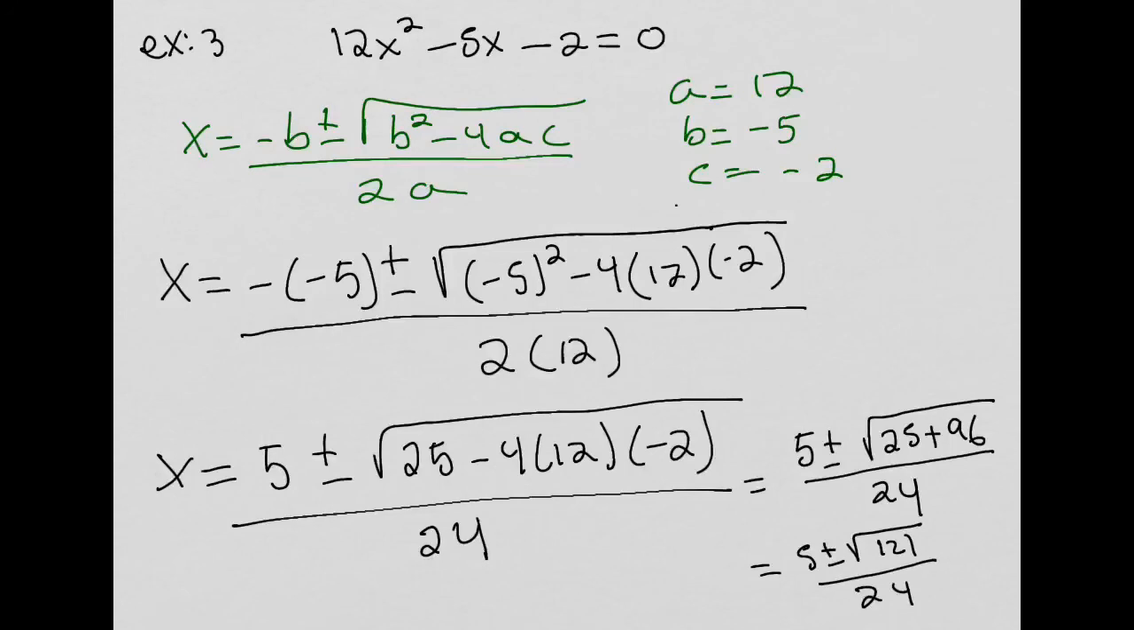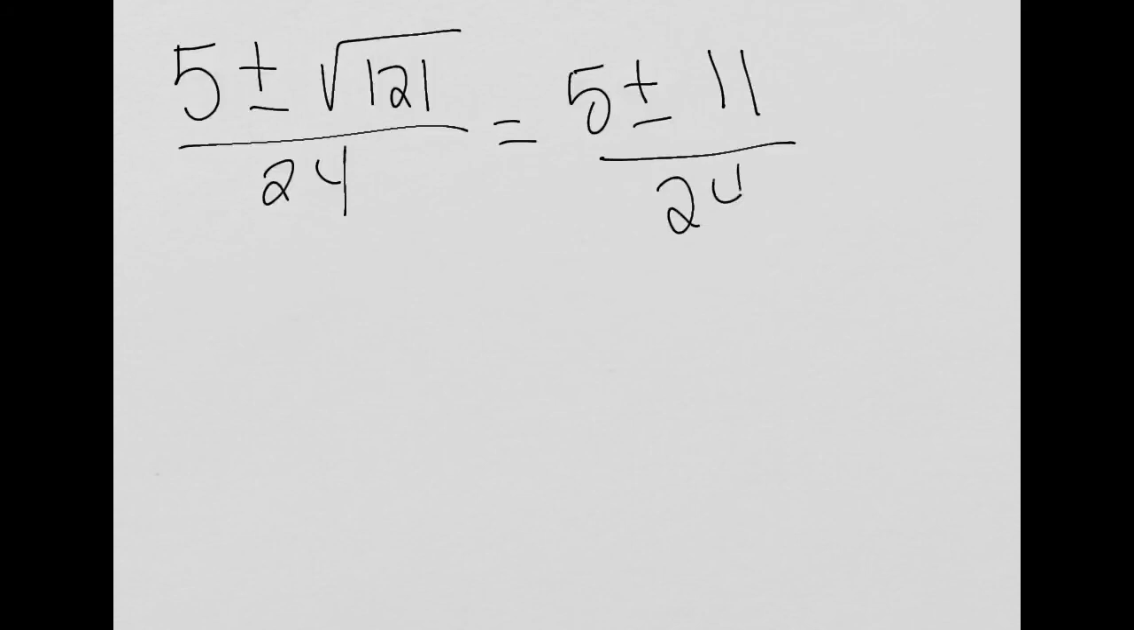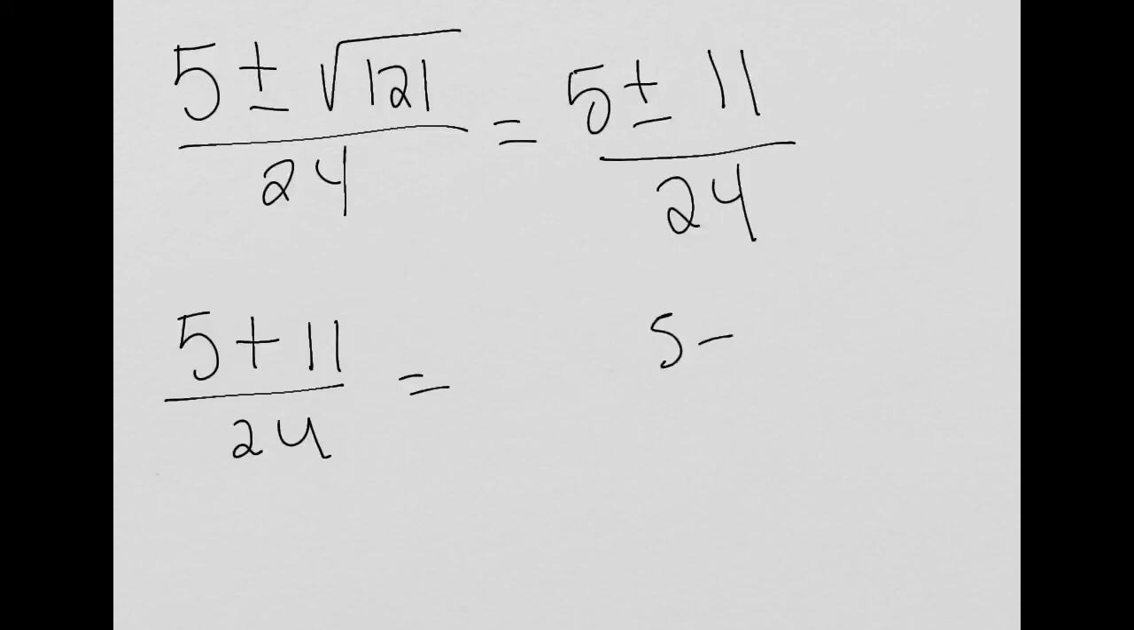Okay, we're going to go ahead and take this to the next page because we're running out of space. So I have 5 plus or minus the square root of 121 over 24. So this gives me 5 plus or minus 11 over 24, since the square root of 121 is 11. Let's go ahead and rewrite it into the two answers: 5 plus 11 over 24, and 5 minus 11 over 24.